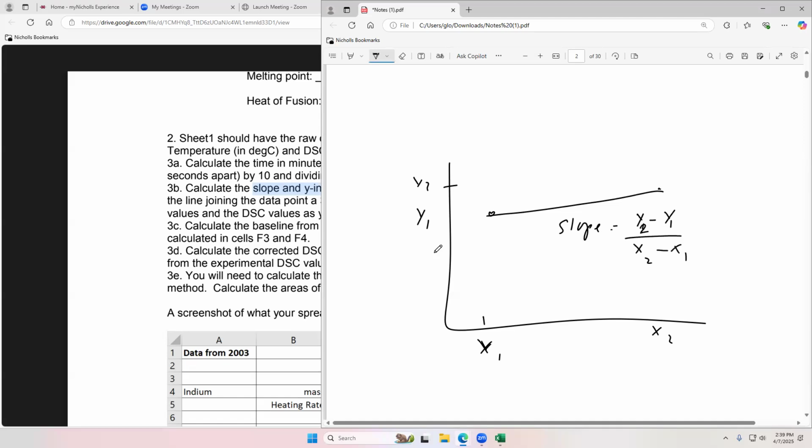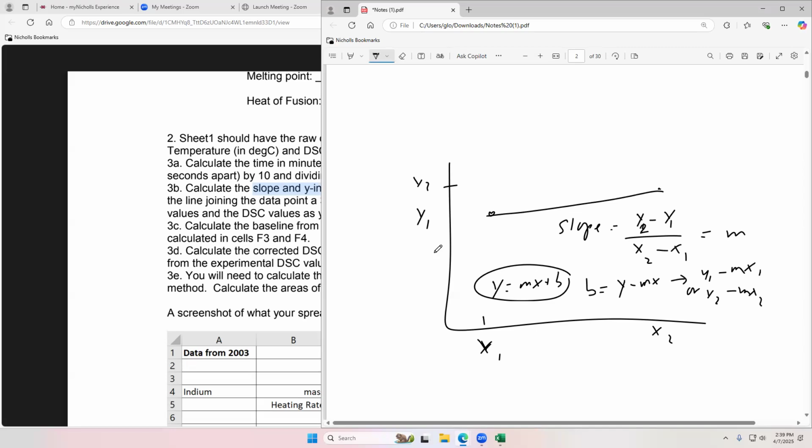How do I solve for the y-intercept? So this is m, right? y equals mx plus b. If I want to solve for b, what do I do? y minus mx. So I can use y1 minus mx1 or y2 minus mx2. I just plug in the corresponding y and x values.